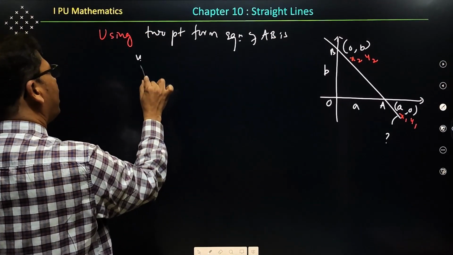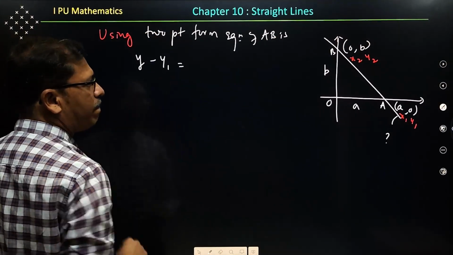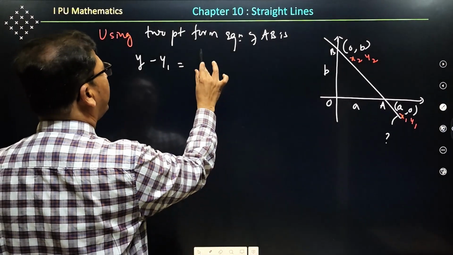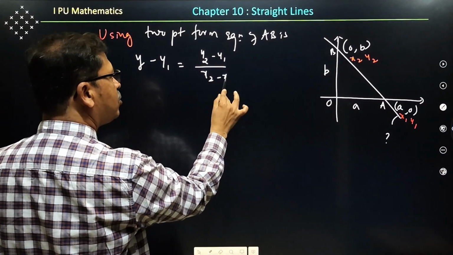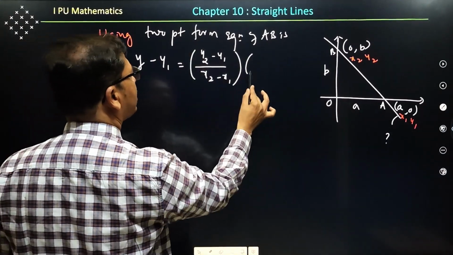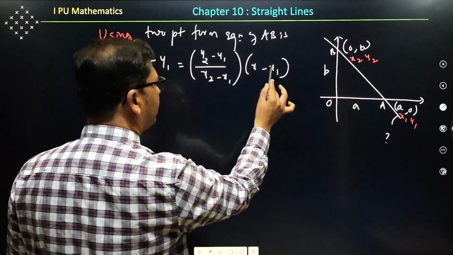let me write the formula. y minus y1 is equal to (y2 minus y1) divided by (x2 minus x1), which is actually the slope, into bracket (x minus x1). This is the formula here.